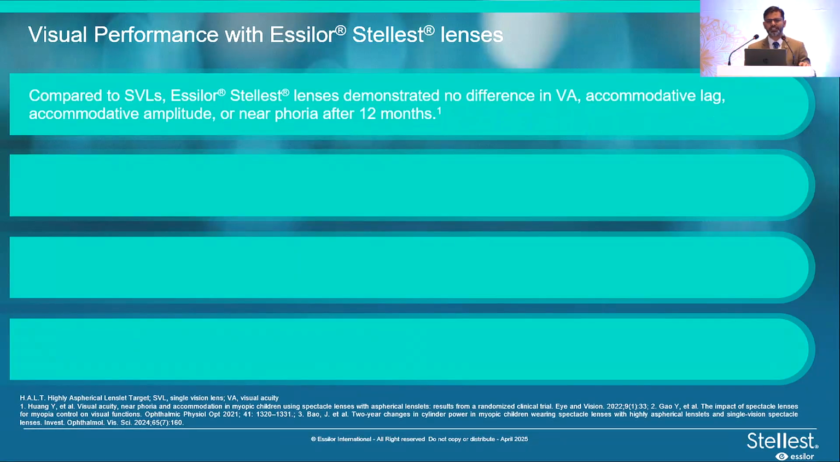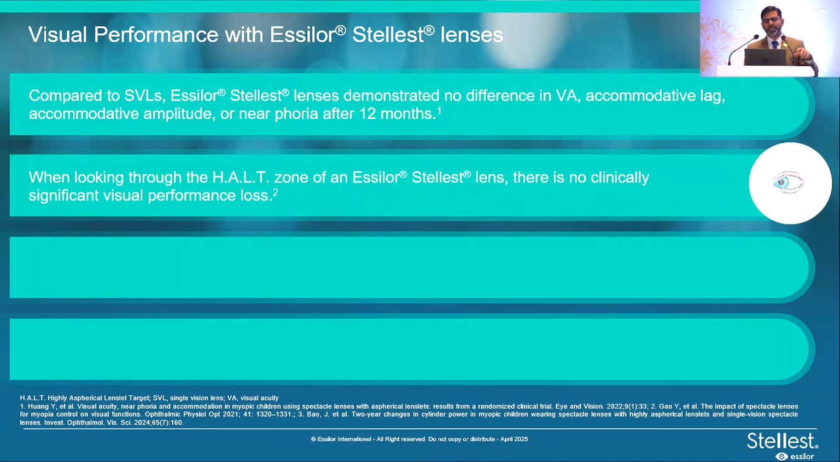Some have been investigator-initiated, some have been post-hoc analyses, but when we look at visual performance in comparison to a single vision lens, whether we are looking at visual acuity, accommodative lag, accommodative amplitude, or exophoria, in this one study where we looked for 1 year, there was no actual difference. When looking through the treatment zone, this was one study conducted in an adult population, there was no clinically significant difference in visual performance.